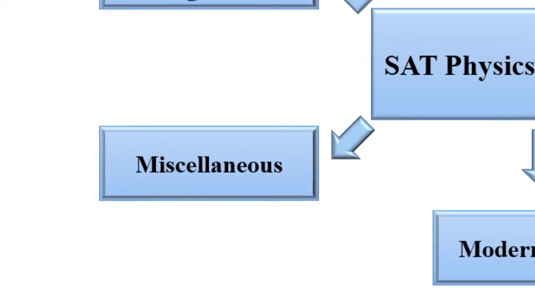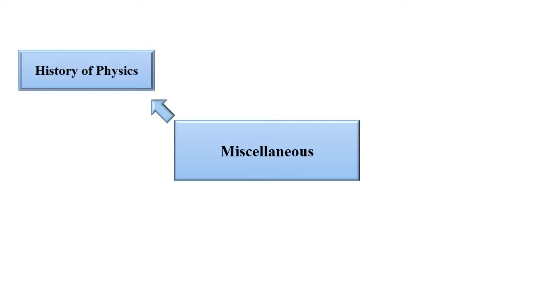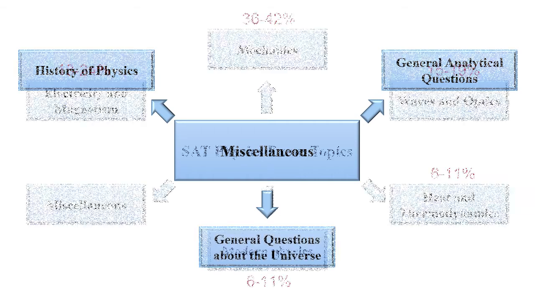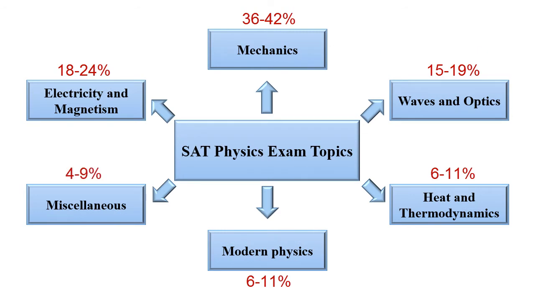Finally, as was mentioned before, there are some miscellaneous questions. It could be history of physics, general analytical questions, or general questions about the universe. This is typically 4 to 9% of the exam.